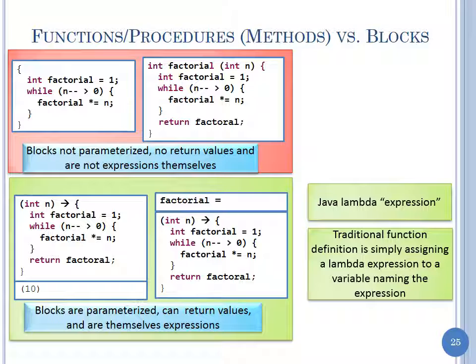So let's try to make things more uniform. The more things are uniform, the less there is to understand. So things are fairly uniform in blocks so far. You can declare variables in blocks of code. You can declare variables in functions. But one thing you can't do with blocks of code is define parameters for them. And functions can return values, but an ordinary block of code does not return a value.